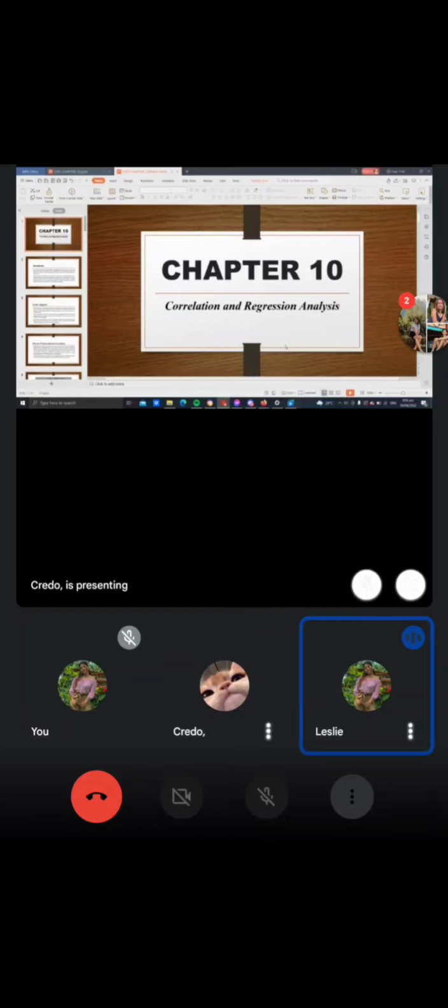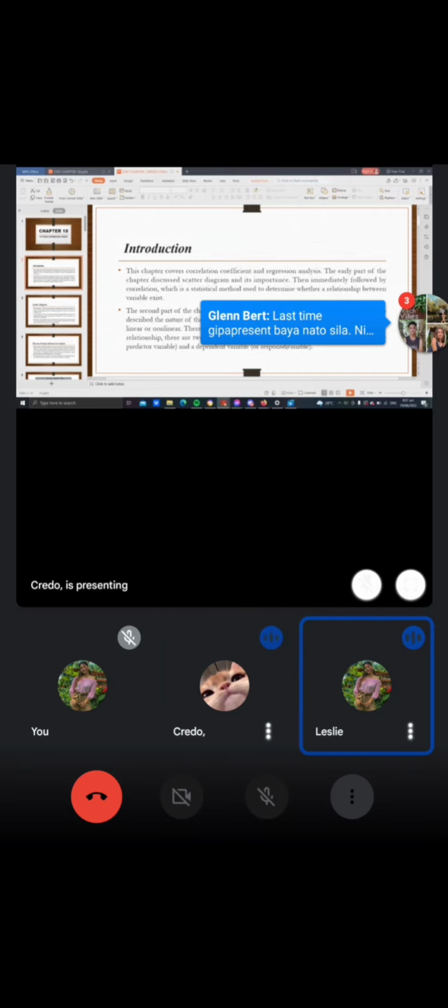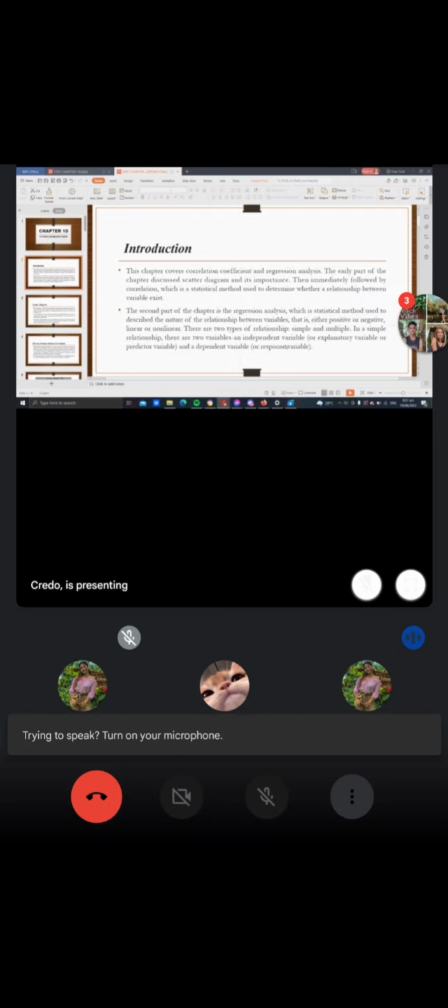Our report is all about correlation and regression. Introduction. This chapter covers the correlation coefficient and regression analysis, starting with the scatter diagram and its importance. Then immediately correlation, which is a statistical method used to determine whether a relationship between variables exists.